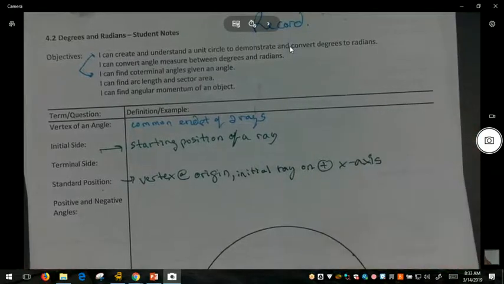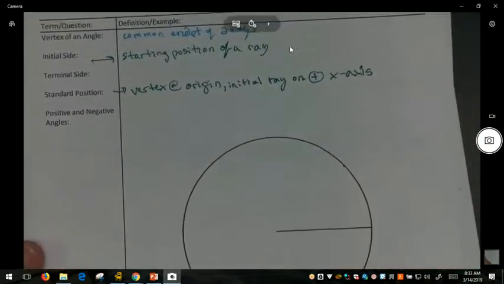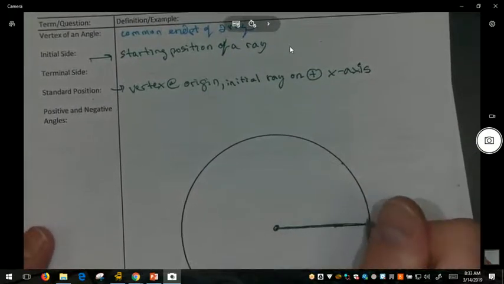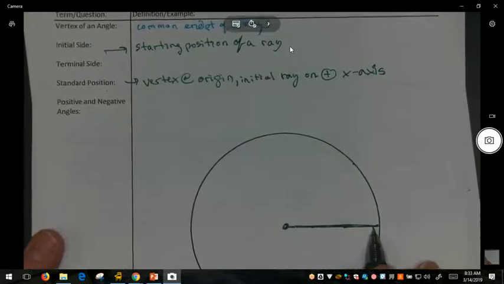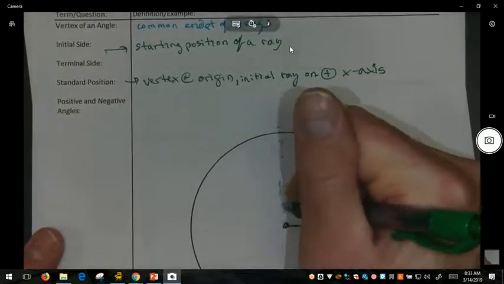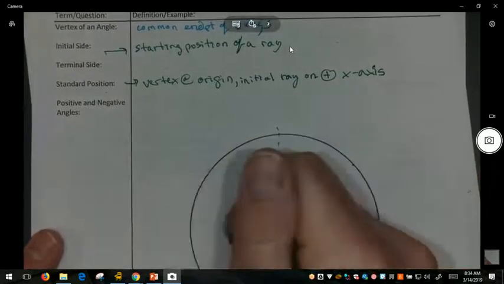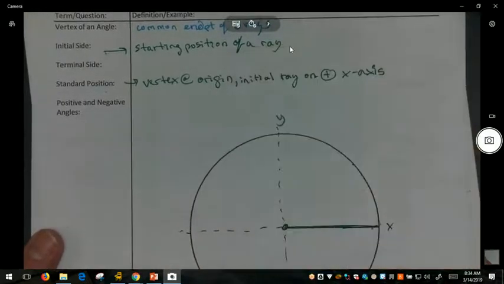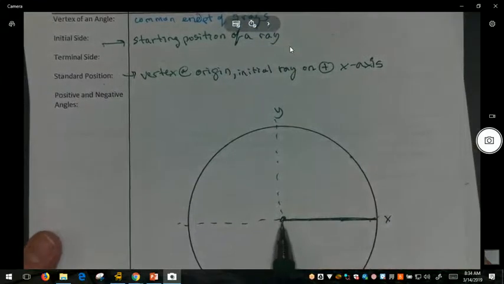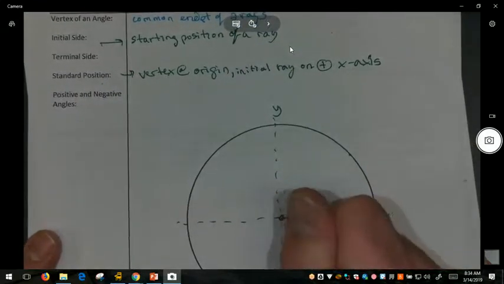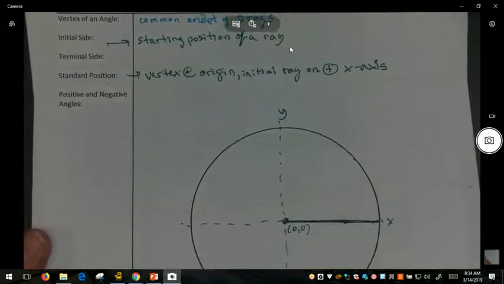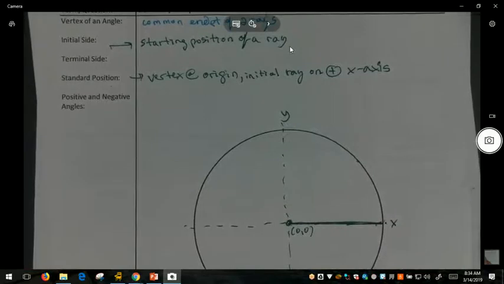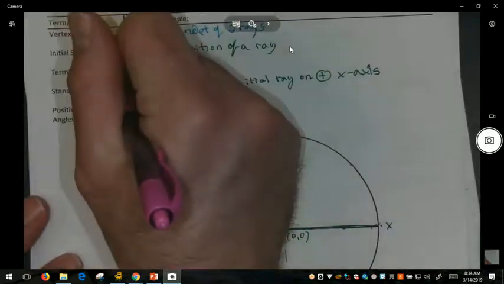So an angle in standard position will have its vertex at the origin and the initial ray, that's this one, on the positive x-axis. If I were to look at this as sitting on top of a coordinate plane, there's my x-axis, there's my y-axis. My initial ray goes from 0, 0 in a positive direction on the x-axis. The terminal side is the ray's position after rotation.